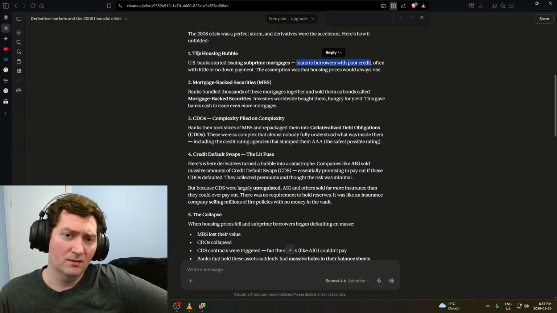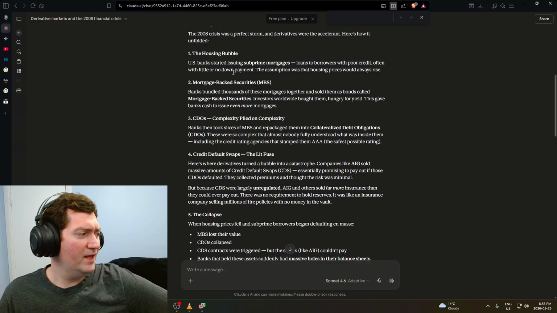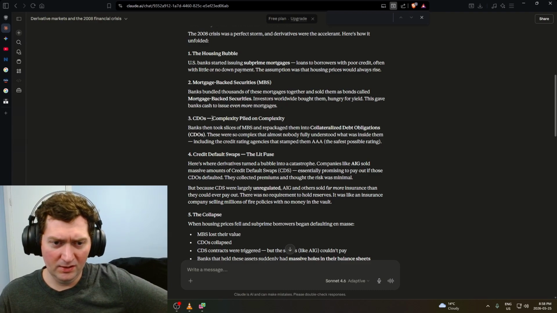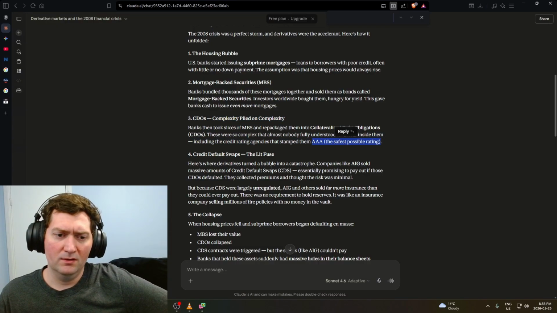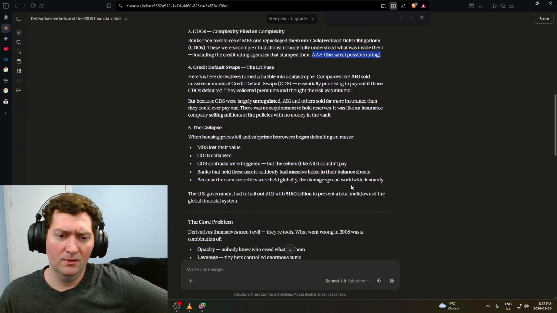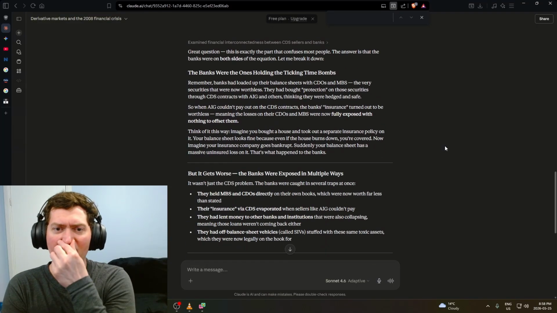Because in the end, loans to borrowers with poor credit essentially owed money to these companies like AIG. But, okay, they have made this so complex. They have intentionally piled complexity on complexity in order to get a good rating, to fuel the system, and it collapsed.